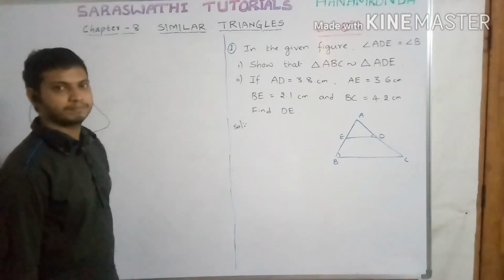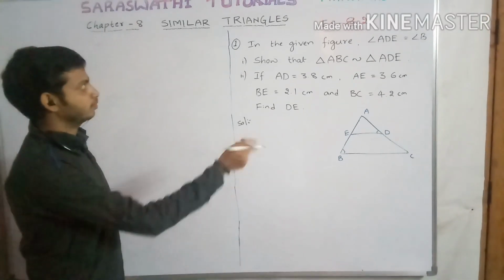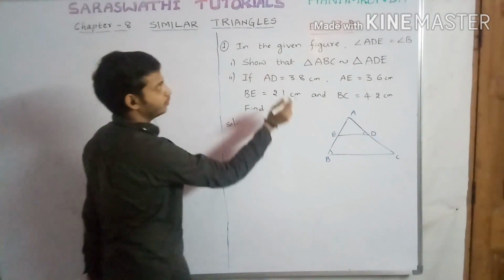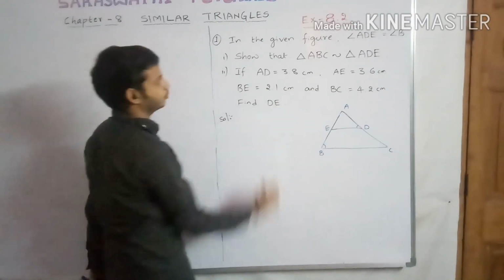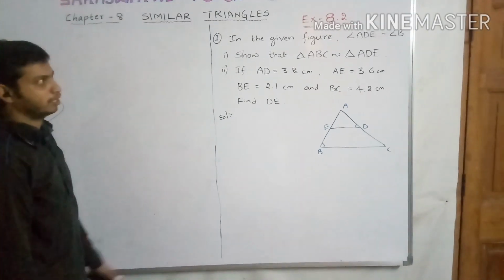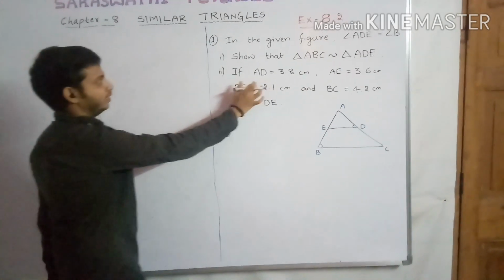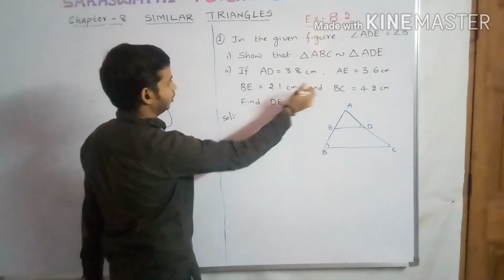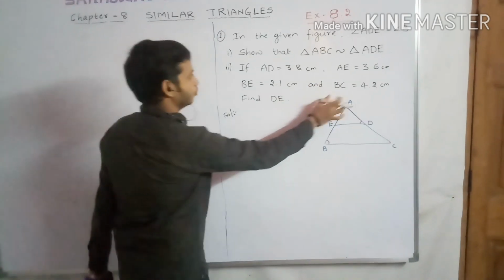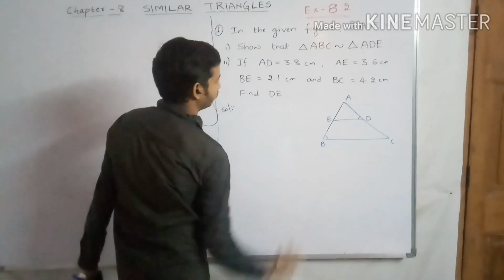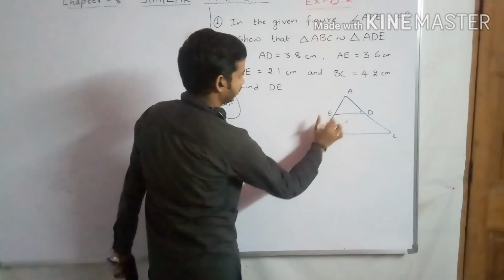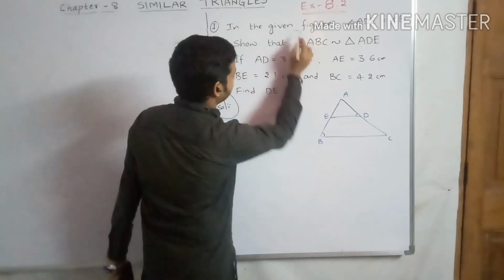So let us discuss some problems related to this topic. In exercise 8.2, the first problem: in the given figure, angle ADE equals angle B, show that triangle ABC is similar to triangle ADE. Also, AD is given as 3.8, AE equals 3.6, BE equals 2.1, and BC equals 4.2, and we have to find the value of DE. So this is the given figure.